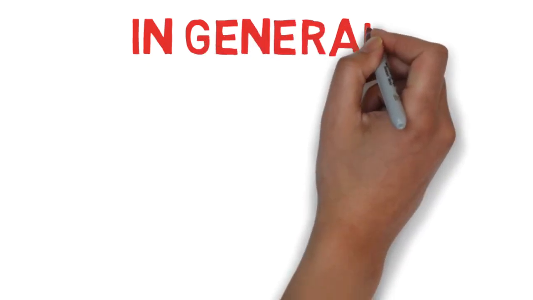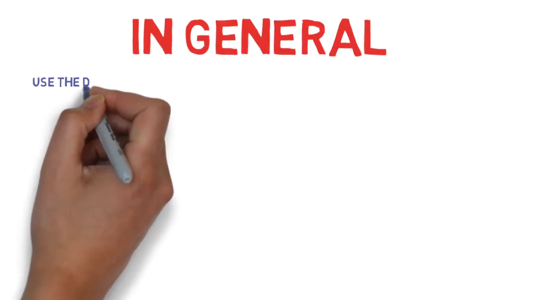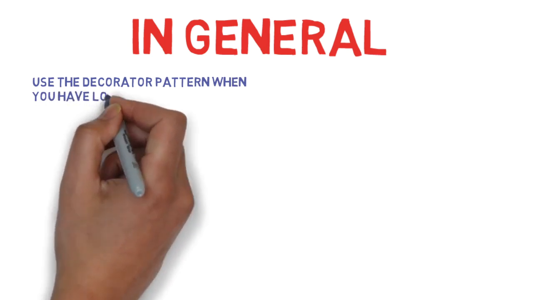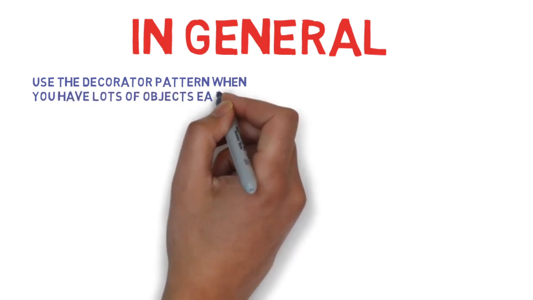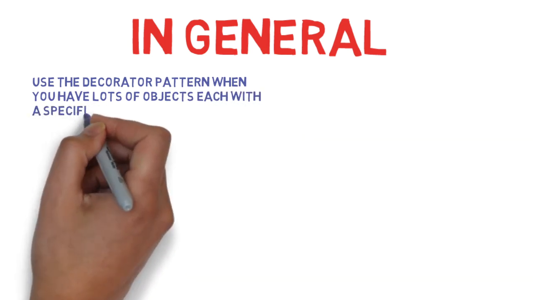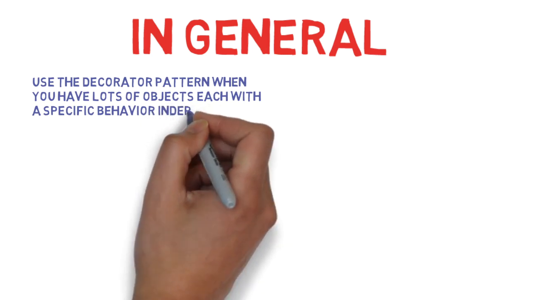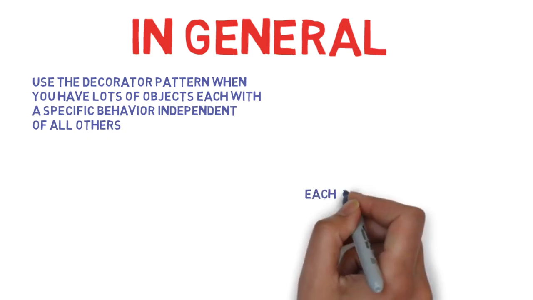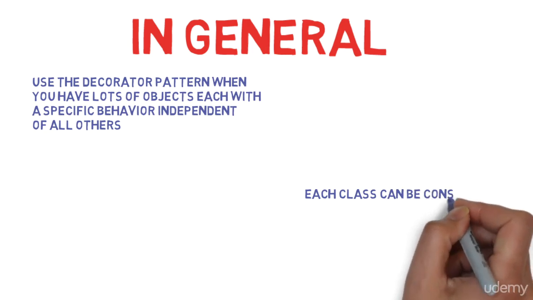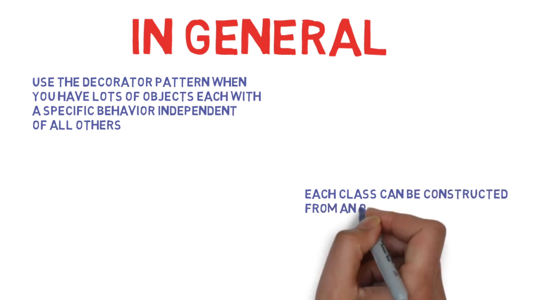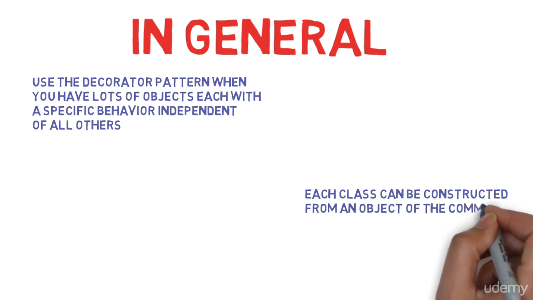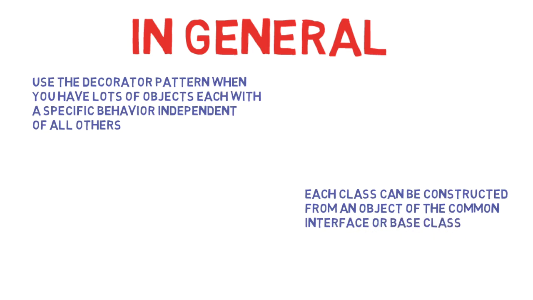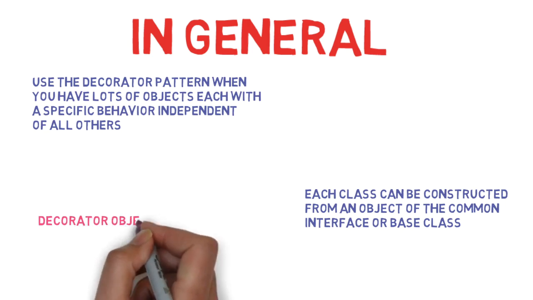Now that we've seen what the decorator pattern does, let's analyze when we'd want to use it. In general, we'd use the decorator pattern when we have lots of objects. Each of these objects has a specific behavior independent of all others. They may be acting on the same thing, but the behavior that each of these objects exhibits is completely independent of other objects of the same type. These objects are the same type of objects. Each of these classes can be constructed from an object of the common interface or the base class. All of them share an interface and a base class and can be constructed from any object which has that interface or base class. And in our example, that base class is input stream.